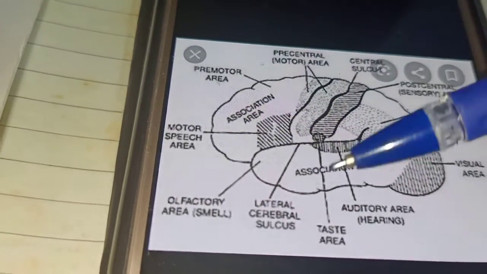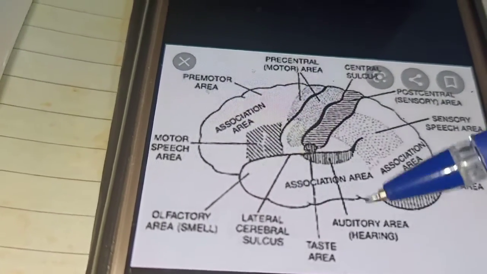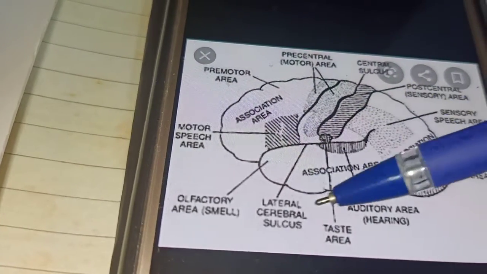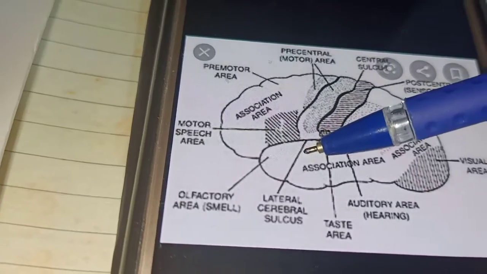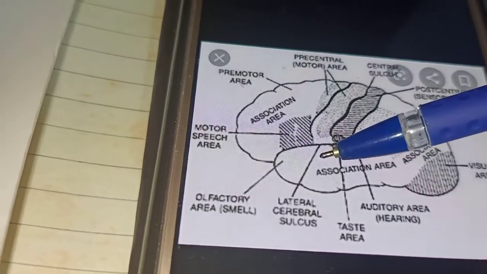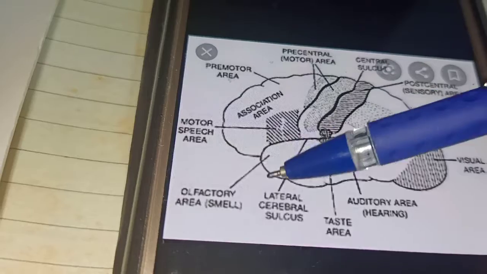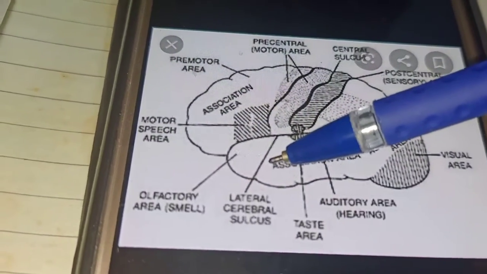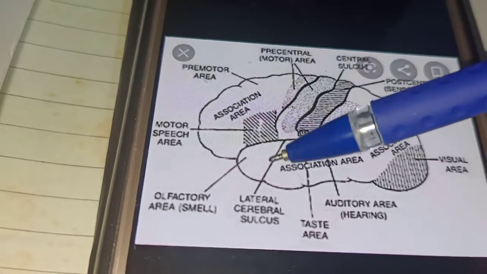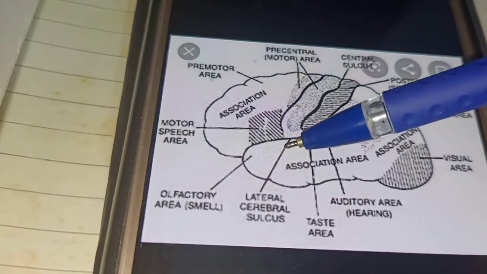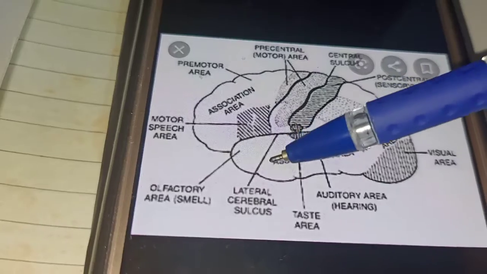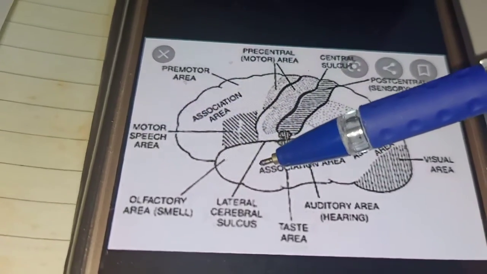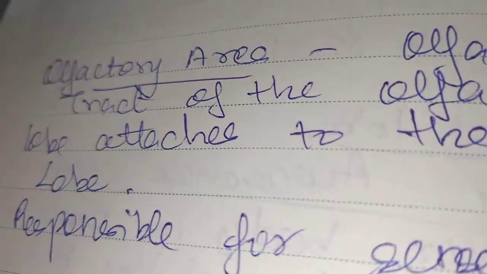Okay, the auditory area, as you all know, is for hearing in the temporal lobe. Also there is an olfactory area in the temporal lobe. The olfactory tract of the olfactory lobe attaches to the temporal lobe. So there is one tract which is present, the olfactory tract. I have shown you the olfactory lobes when I explained the inferior surface.